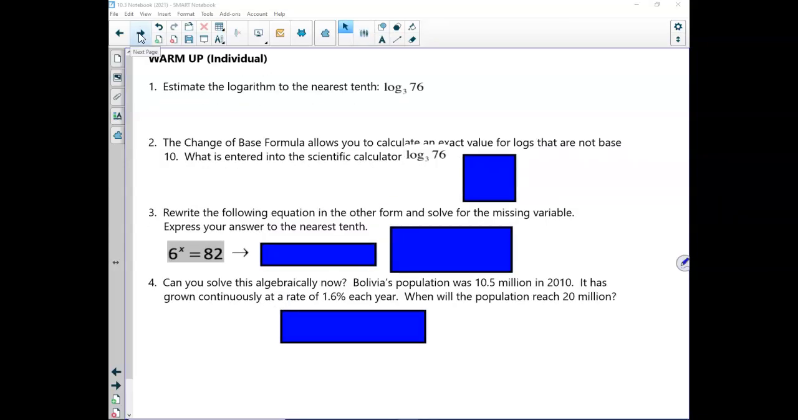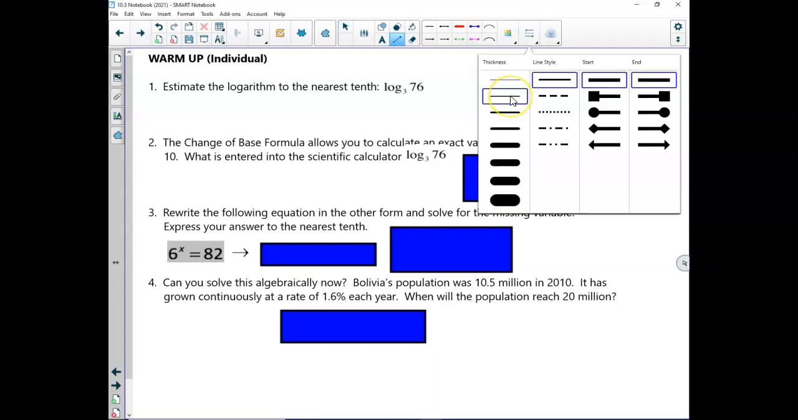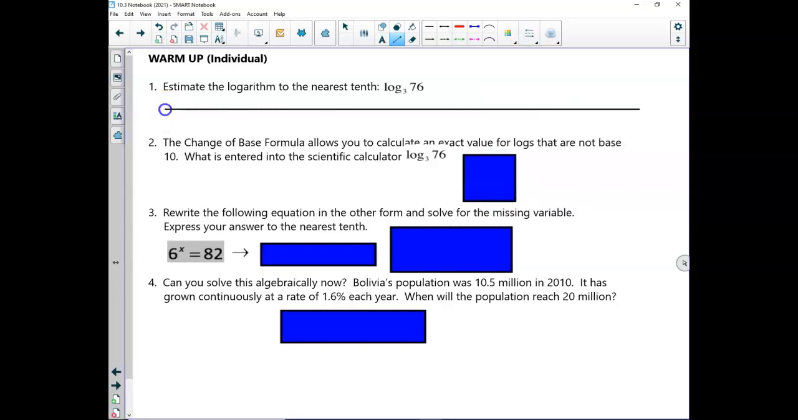Okay, well, I got this back here. And when we're going to estimate this logarithm to the nearest tenth, what we're actually going to do is picture a number line on here, okay? What we really want to find out is, this is a log base 3 of 76. And this number 76 falls between 3 to the third, which is 27, and 3 to the fourth, which is 81. So I know down here I'm at 3 for a log base 3 of 27, and I know over here I'm going to be at 4, and that reflects a log base 3 of 81.